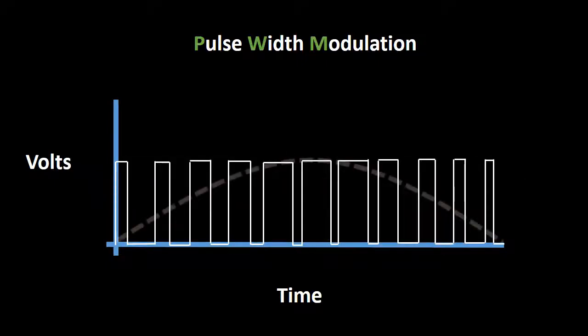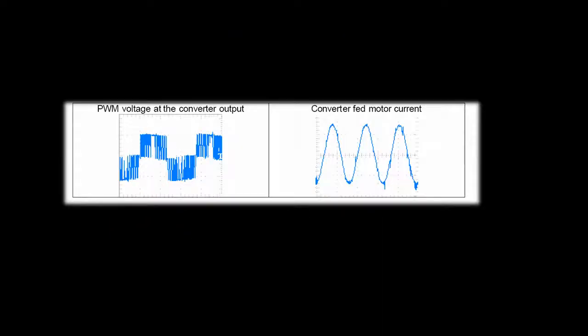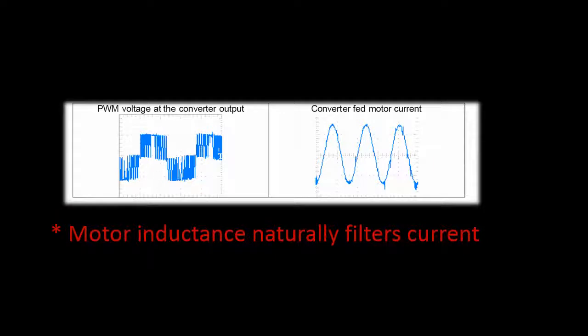We can vary this pulse width in such a way that when averaged, a sine wave will result. In order to smooth out the chopped up switching pattern, a filter can be placed on the VSD output.